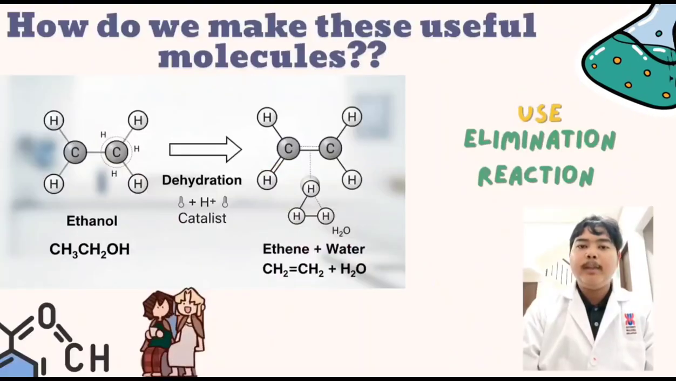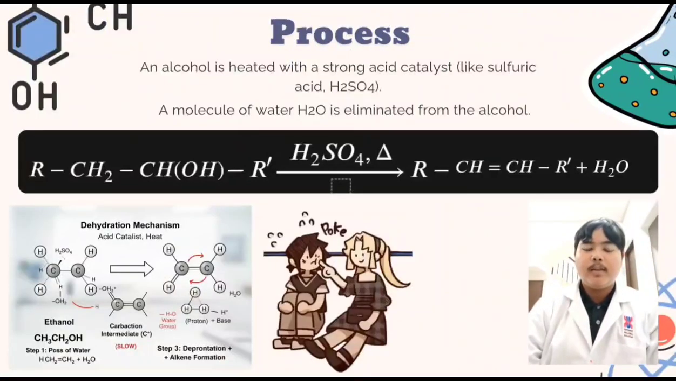How do we make this useful molecule? The most common way is an elimination reaction. In this process, we heat an alcohol with a strong acid like sulfuric acid. It effectively eliminates a molecule of water from the structure. This is called dehydration.